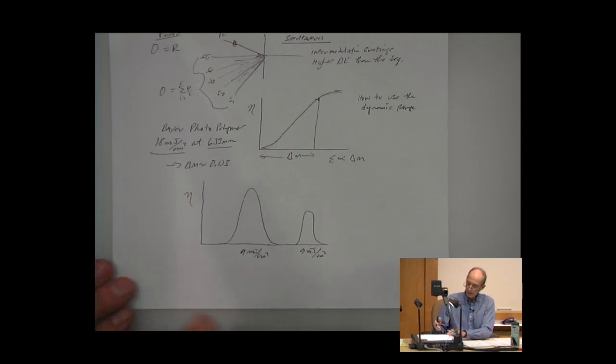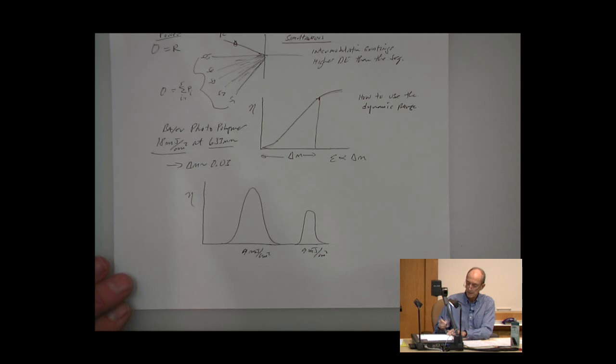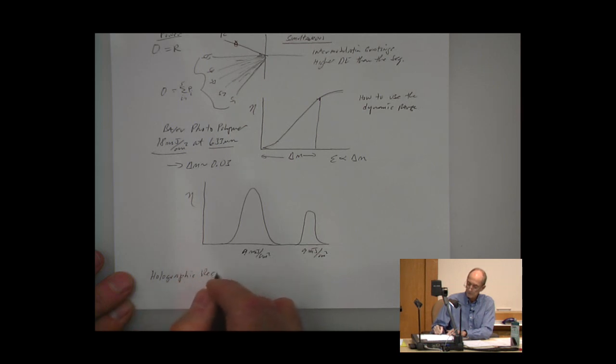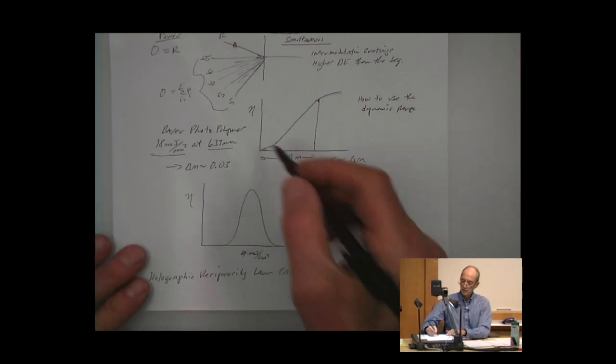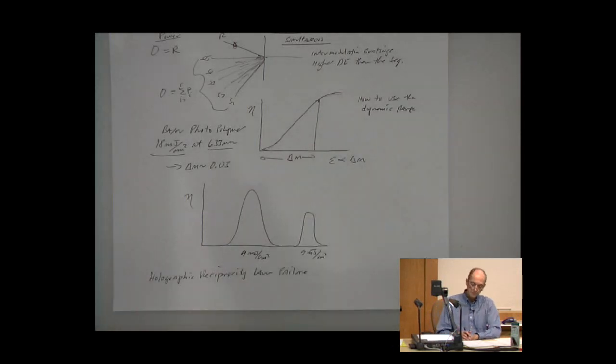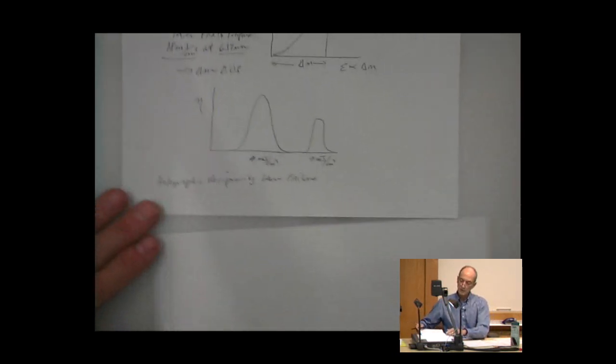And that characteristic is sometimes referred to as a holographic reciprocity law failure. If you have good reciprocity in your system, then you should be able to give 9 and 9 and get equal efficiency. But because of this nonlinear curve that we have here, we don't always get that. All right, so why does that occur again?